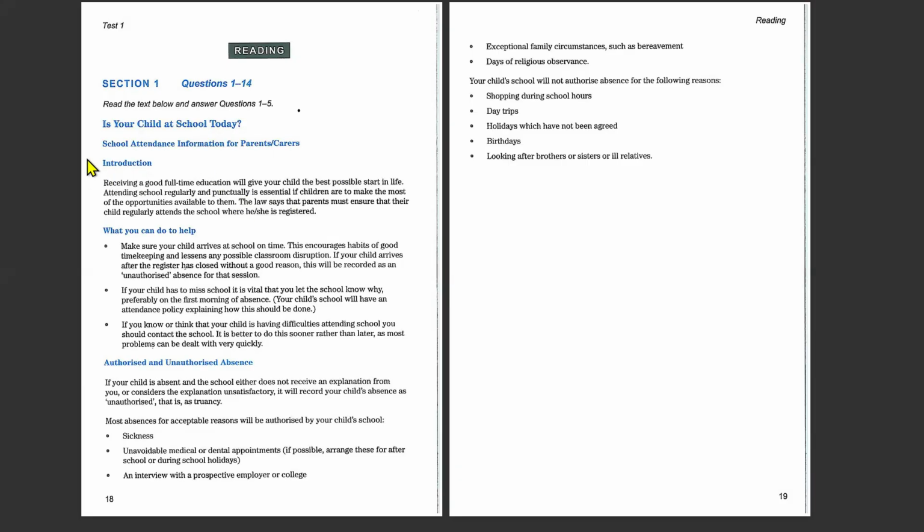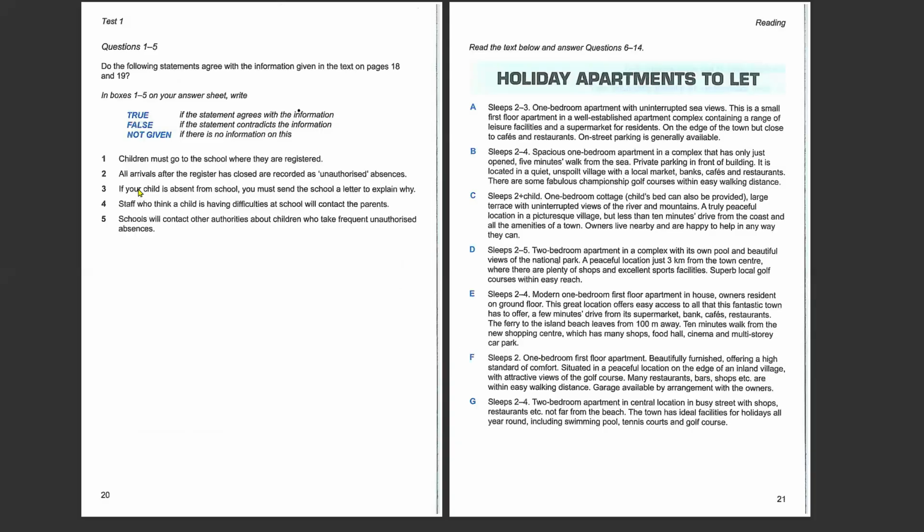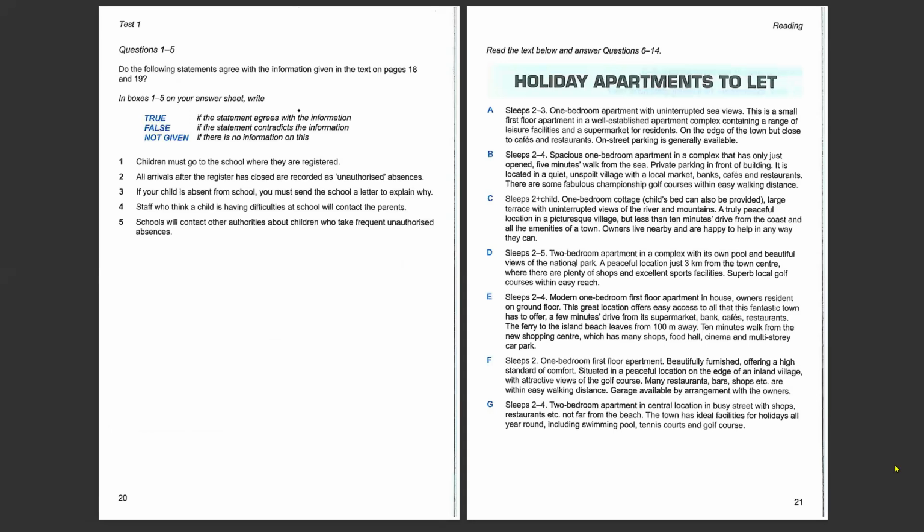Receiving a full-time education will give your child the best possible start in life. Attending school regularly and punctually is essential if children are to make the most of the opportunities available to them. The law states that parents must ensure that their child regularly attends the school where he or she is registered. Let's go to the question. Children must go to the school where they are registered. Definitely here the answer is true. Let me mark it as true. Yes, the answer has to be true. No other option.